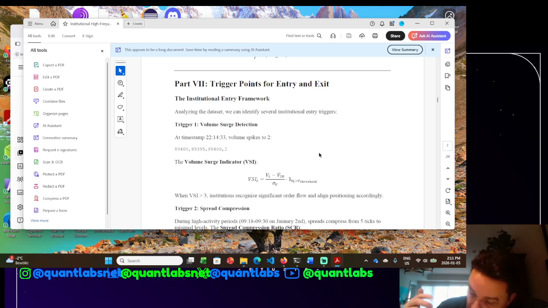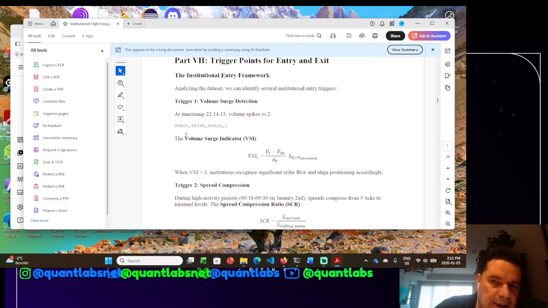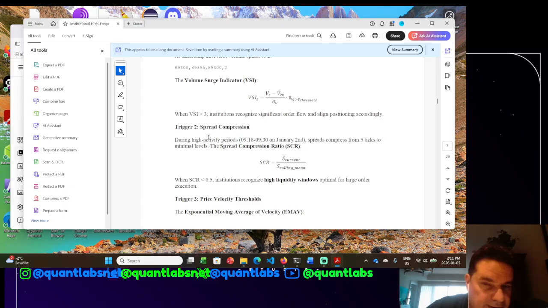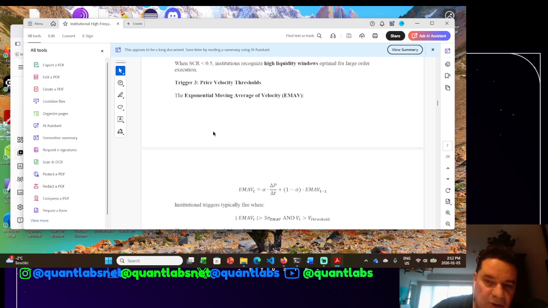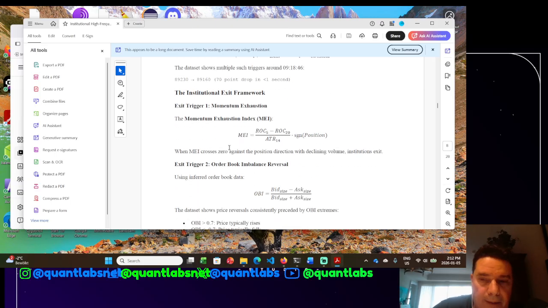So again, my prompting is very unique, and I've been doing it so long now I know exactly what to prompt for. One of them is the trigger points for your entry and exit. So I'm able to now get it to just give me the information I'm looking for: volume surge indicators, spread compression. A lot of that's not being seen in the backtesting process, both in the JavaScript and the Python as well. This is the underlying, behind-the-scenes, call it invisible, type of formulas that you would use that gives you an edge over everybody else.